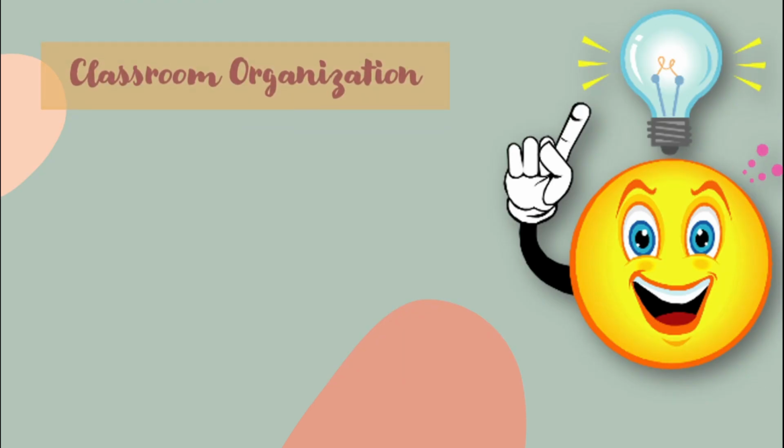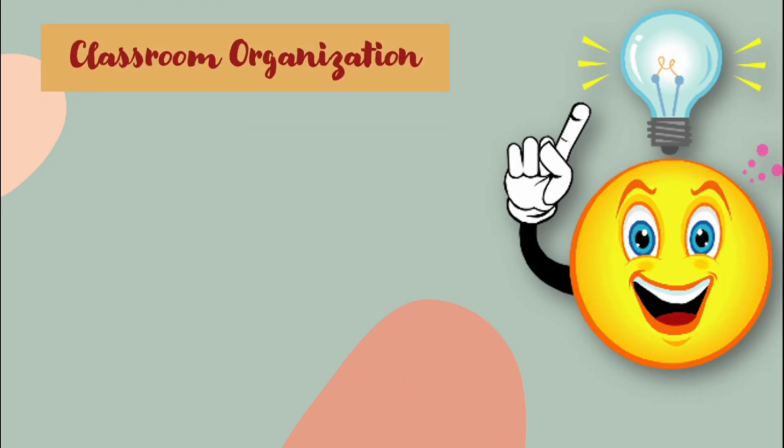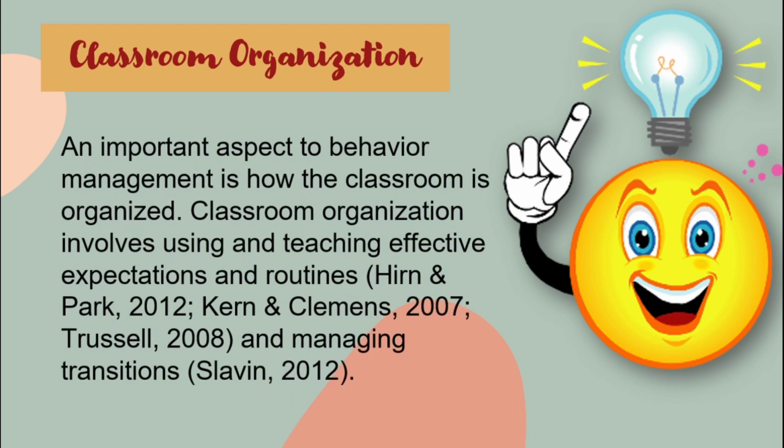The first approach is classroom organization. Now, one important aspect to behavior management is how the classroom is organized. So if our classrooms are well organized, we can easily manage the behavior of the students, and we can easily cope with the different behavioral problems that will happen inside our classrooms. Okay. Now, classroom organization involves using and teaching effective expectations and routines.